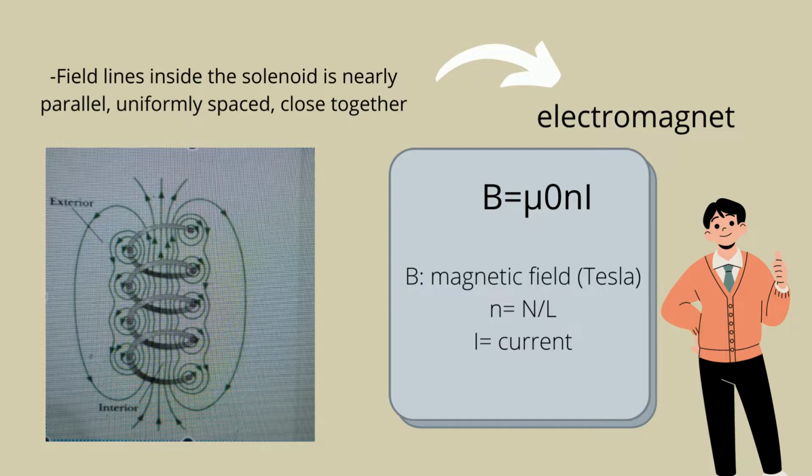In order to find the magnetic field in the solenoid, we will use the formula B equals mu naught times N times I, where B is the magnetic field in Tesla, mu naught is 4 pi times 10 to the power of negative 7, N is the number of loops per meter, and I is current.